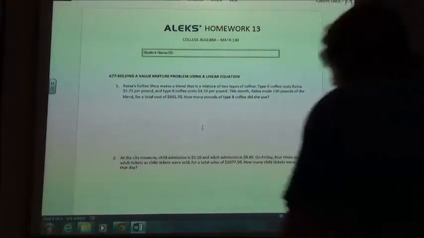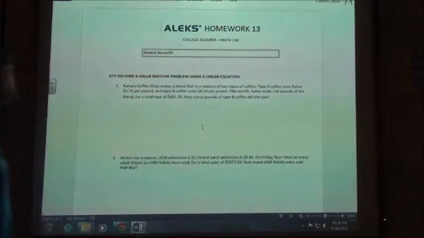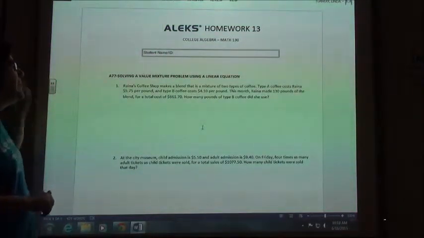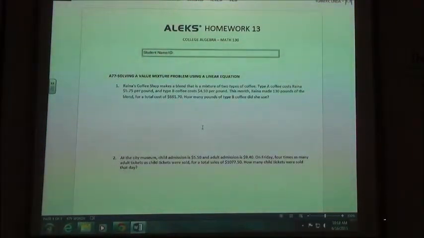Alright, so homework 13 says solving a value mixture problem using a linear equation. Usually these ones have to do with the amount it costs per pound or per number of tickets you buy, those kind of things. It says Raina's coffee shop makes a blend that is a mixture of two types of coffee. Type A coffee costs Raina $5.75 per pound. Type B costs $4.10 per pound. This month Raina had made 130 pounds of the blend for a total of $661.70. How many pounds of type B coffee did she use?